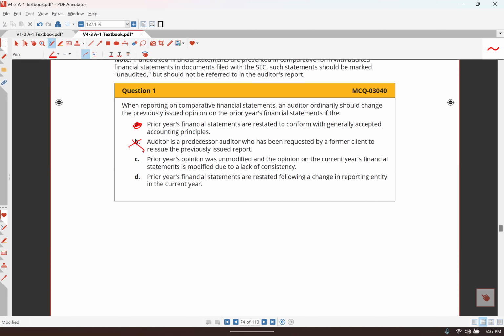Okay. So the takeaway here is, hey, prior year statements were restated conforming with GAAP. They show me that, I changed my opinion. That's perfectly acceptable and I don't know how common it is, but it's certainly acceptable.